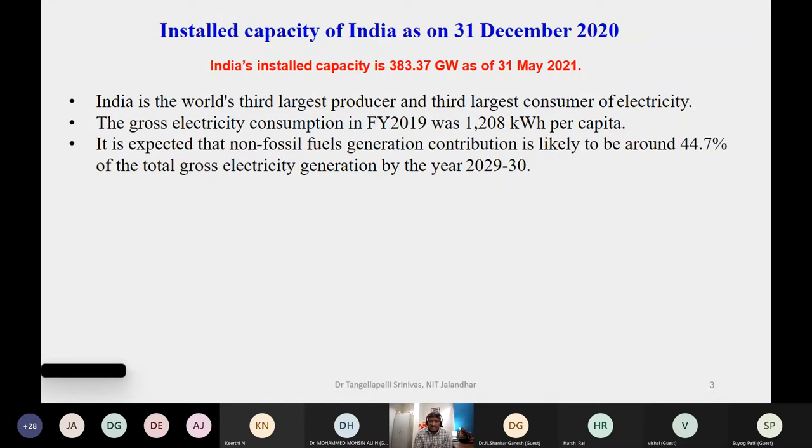That's why my presentation has the weightage compared to the existing system, meaning how to generate electricity with small maintenance cost, where the unit cost may be less than the current unit cost as per the electricity tariff plans. And also the role of renewable energy: every year in India it increases on average 2%, as per my past observation. It is expected that non-fossil fuel, that's renewable energy, contribution is likely to be around 44.7%, almost 50% we are expecting at the end of 2029-30.